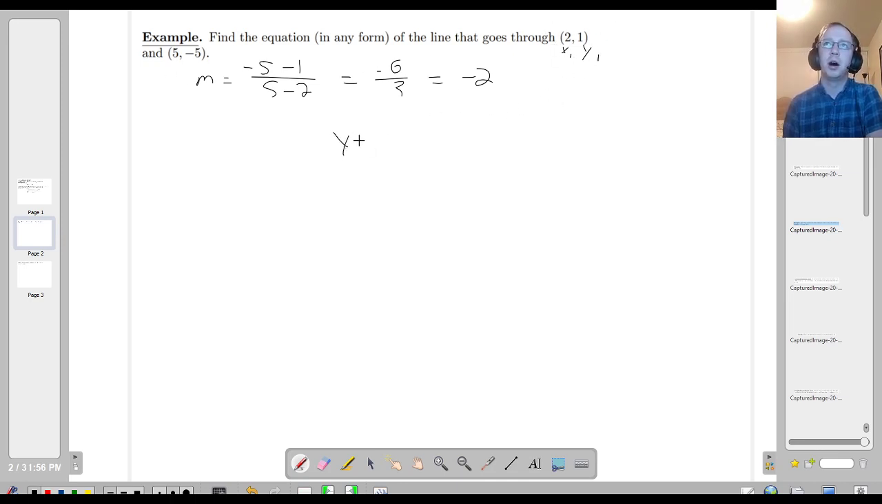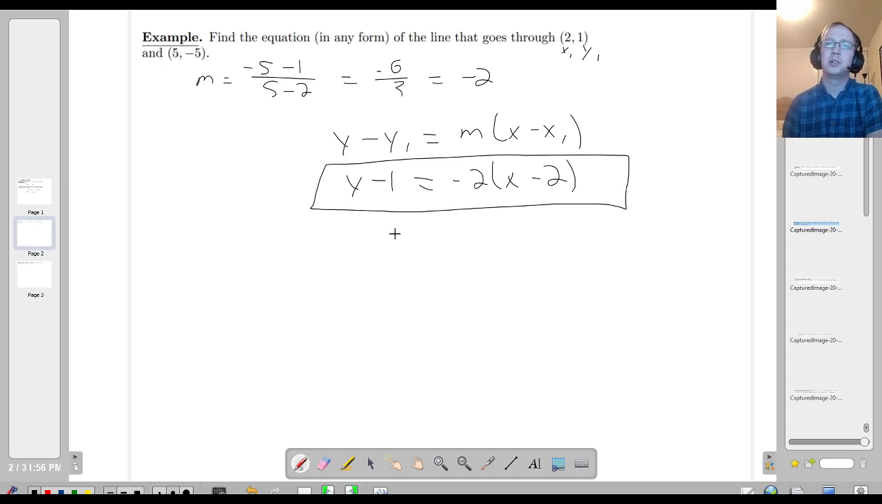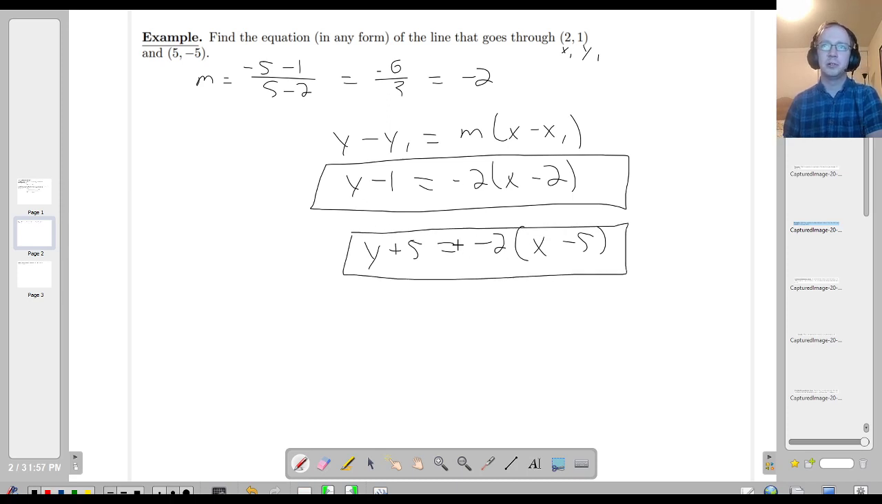So I need y minus y1 equals m times x minus x1. So let's plug in: y minus 1 equals -2 times x minus 2. So that is one correct answer. If I had used the other point, I would have y minus -5 equals m times x minus 5. And that would be another different correct answer. They look different, but they actually represent the same line.